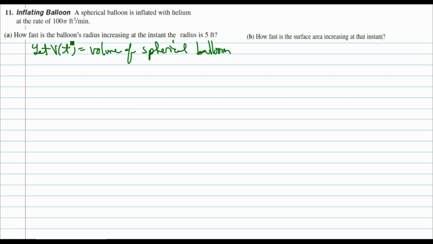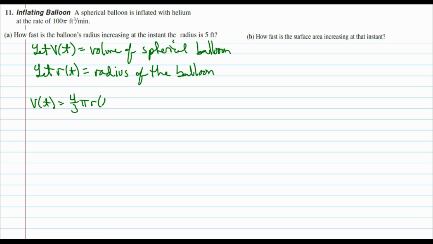Question A says, how fast is the balloon's radius increasing at the instant the radius is 5 feet? So we're looking for dr dt. This implies that the radius is changing; radius is also a function of t. So let r of t equal the radius of the balloon. Now I need a basic relationship that compares volume and radius of a sphere. Volume equals 4/3 pi r cubed.